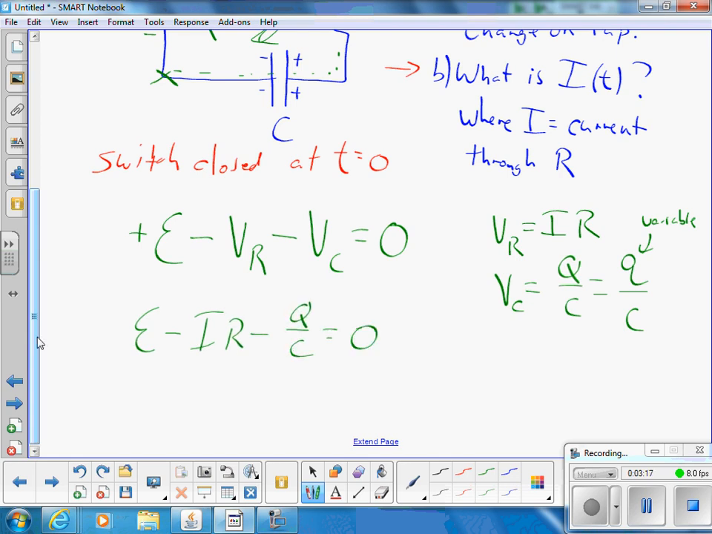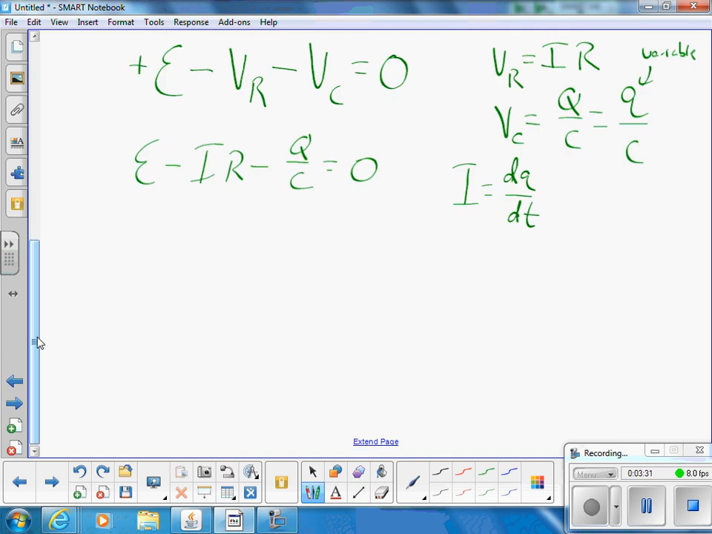And then I'm going to use one other identity, and that is that the current through the resistor is dq dt, the rate at which charge flows through the resistor. And so I'm going to sub that in, and I'm also going to write my small case q this time. So this is E minus dq/dt times R minus small case q, variable amount of charge q over C, is equal to 0. All right. I need to solve this equation to find Q as a function of t. That's the first thing I'm going to do.